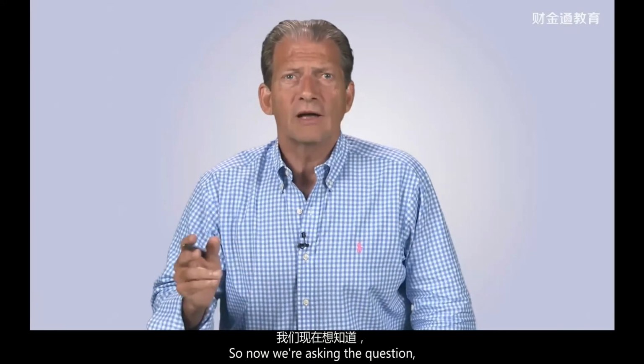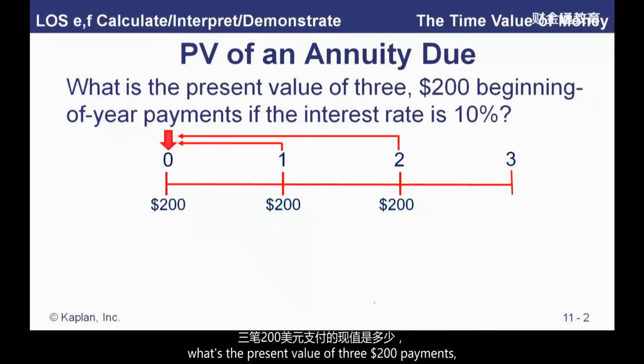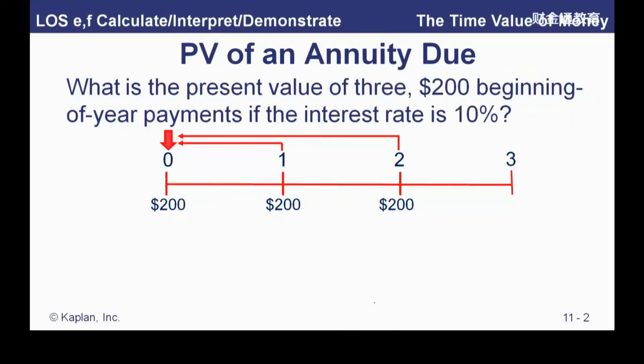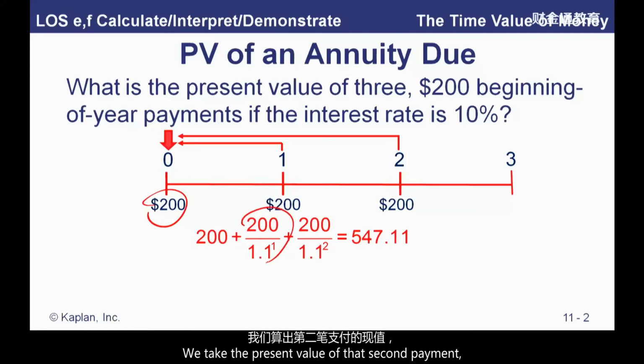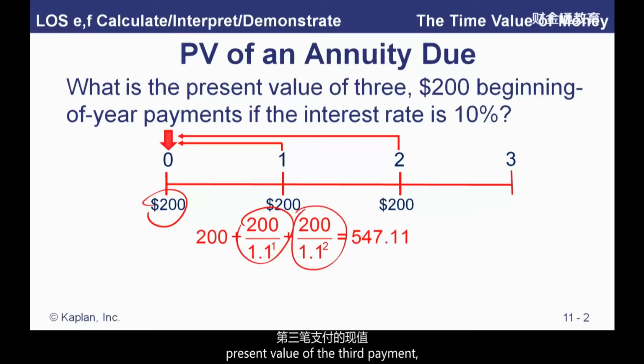So now we're asking the question, what's the present value of 3 $200 payments, each made at the beginning of the year instead of the end of the year, with a 10% interest rate? So now the solution here, well, the present value of that first payment is $200. That's today. We take the present value of the second payment, the present value of the third payment, add them all up, and we get a present value of this 3-period annuity of $547.11.